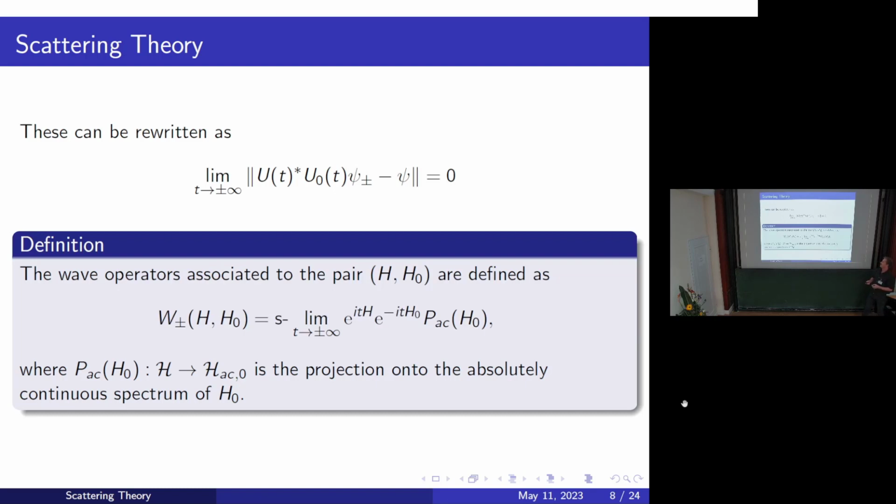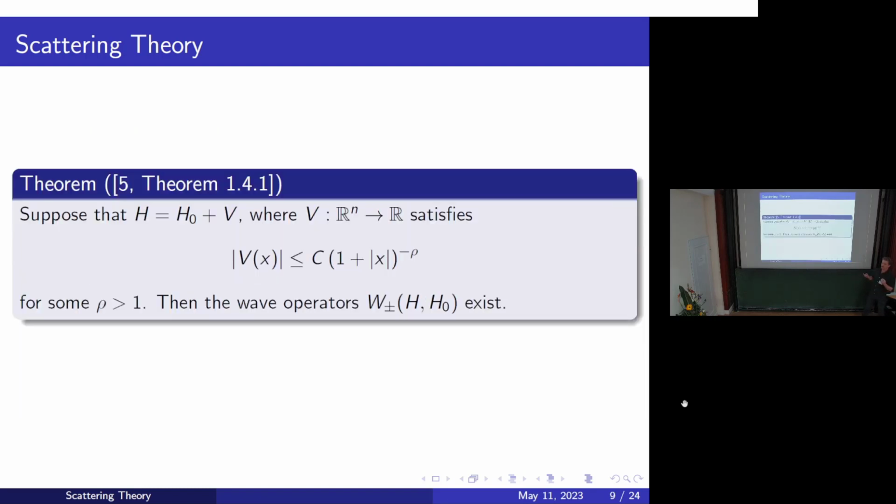All right. So one may ask, do these operators actually exist at all? It's well known for our situation that even with very little decay, just rho bigger than 1, these wave operators exist. And actually, we know a little bit more than that, but this is enough for the purposes of today. Any textbook on scattering theory will tell you this fact.